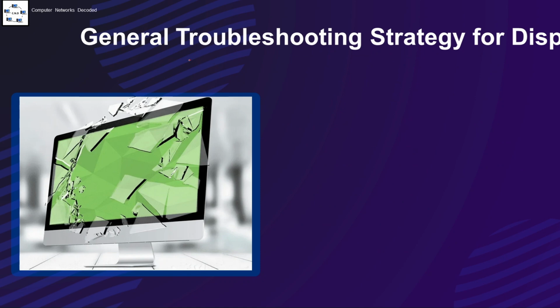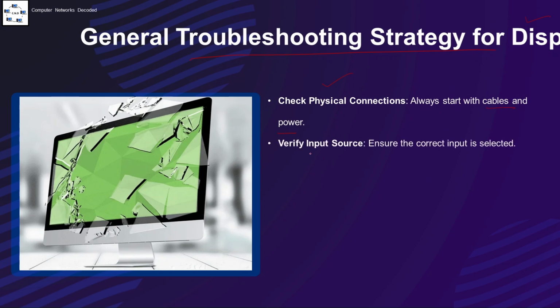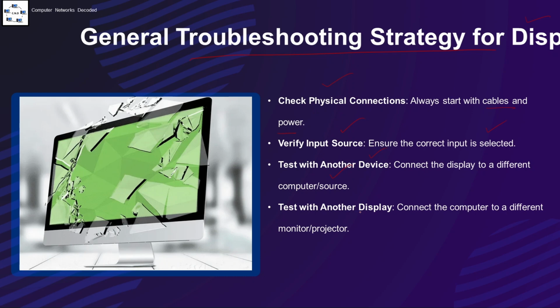So now some common and general troubleshooting strategies for the display. Check the physical connection. Always start with the cables and power. Verify the input source. Ensure the correct input is selected. Test with another device. Connect the display to a different computer or source. Test with another display. Connect the computer to a different monitor or projector.